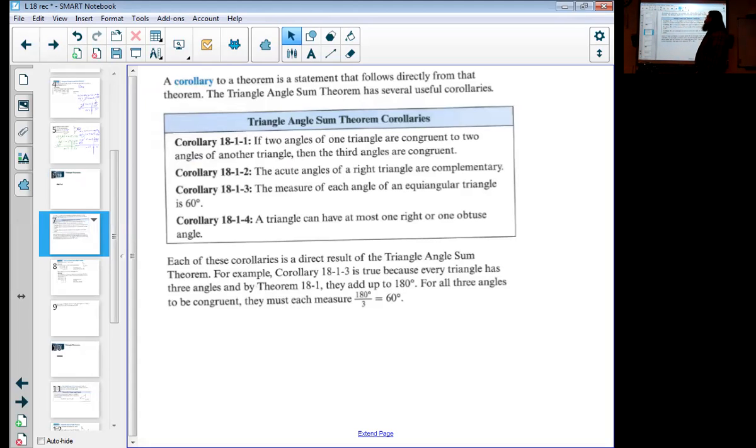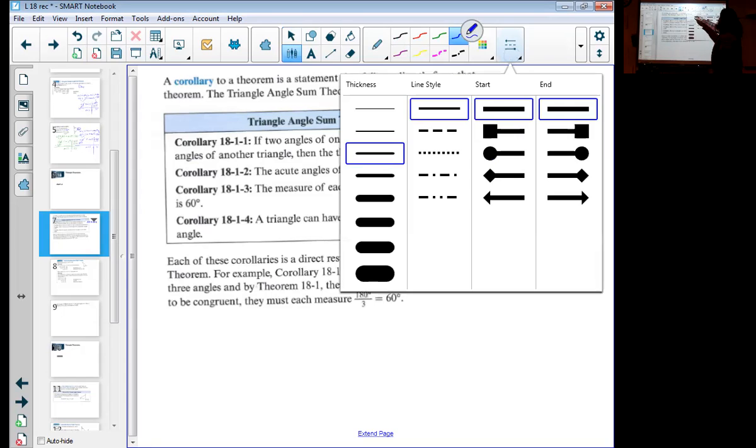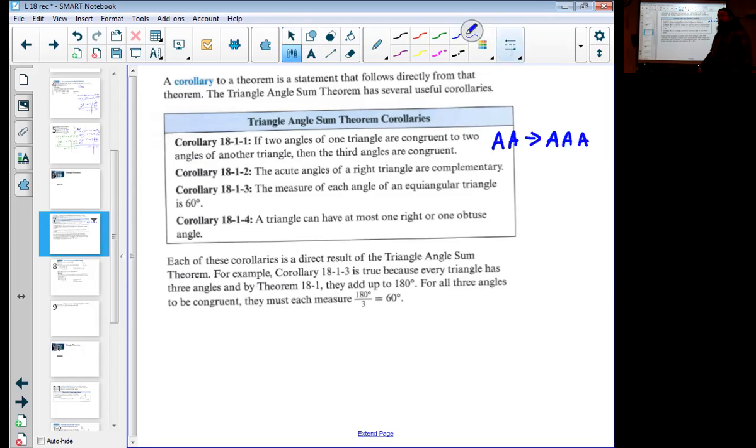So corollary 18-1-1 is: if two angles of one triangle are congruent to two angles of another triangle, then the third angles are congruent. So that is the way I have seen this said. So if we know two angles of a triangle, then we can find the third. Two angles give us the third angle.